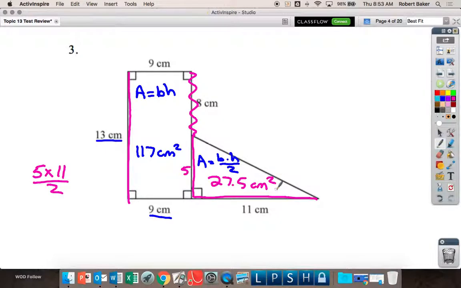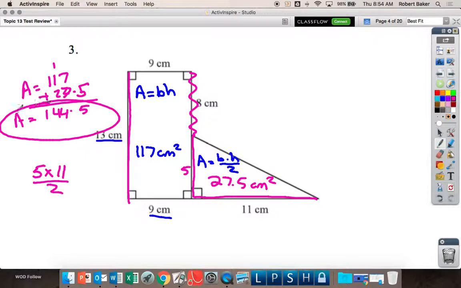So the final answer is to add those 2 areas together. 117 plus 27.5 is 144.5 centimeters squared, sorry. Not terrible. Finding this number could be a little bit confusing.